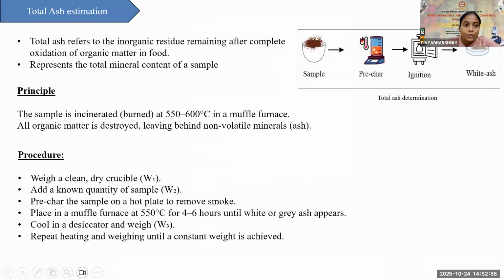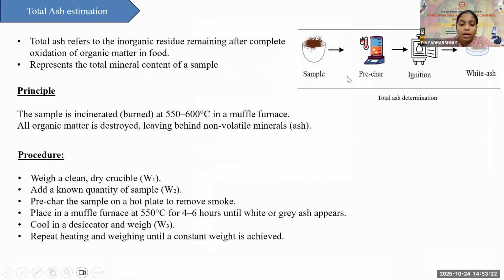We are seeing total ash estimation, which is simple using the muffle furnace. Total ash refers to the inorganic residue remaining after the complete ignition or oxidation of the organic matter, the carbon material present in the food. So this represents the total mineral content of the sample. Here in the image we can see the sample is taken in the crucible.